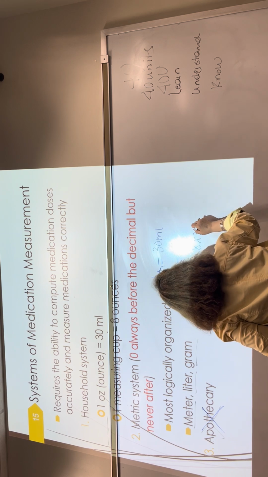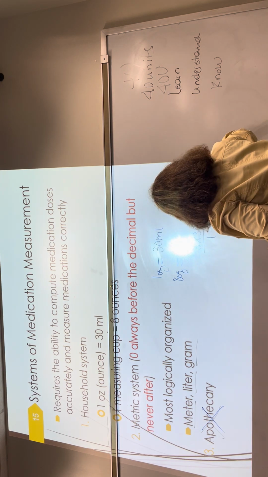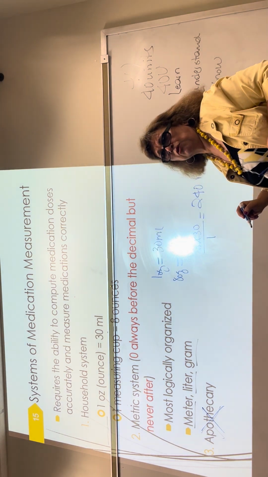8 times 30 over 1. All right, so what is it? This is 240 milliliter. Is that clear? So this is how you're going to be doing it.